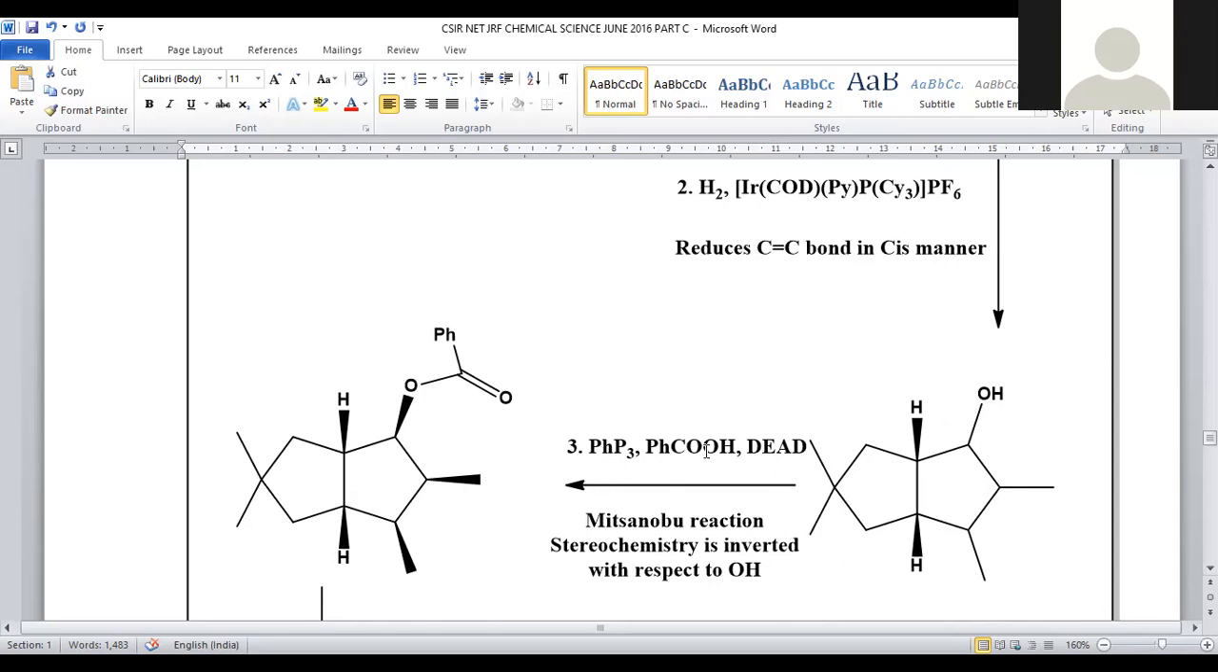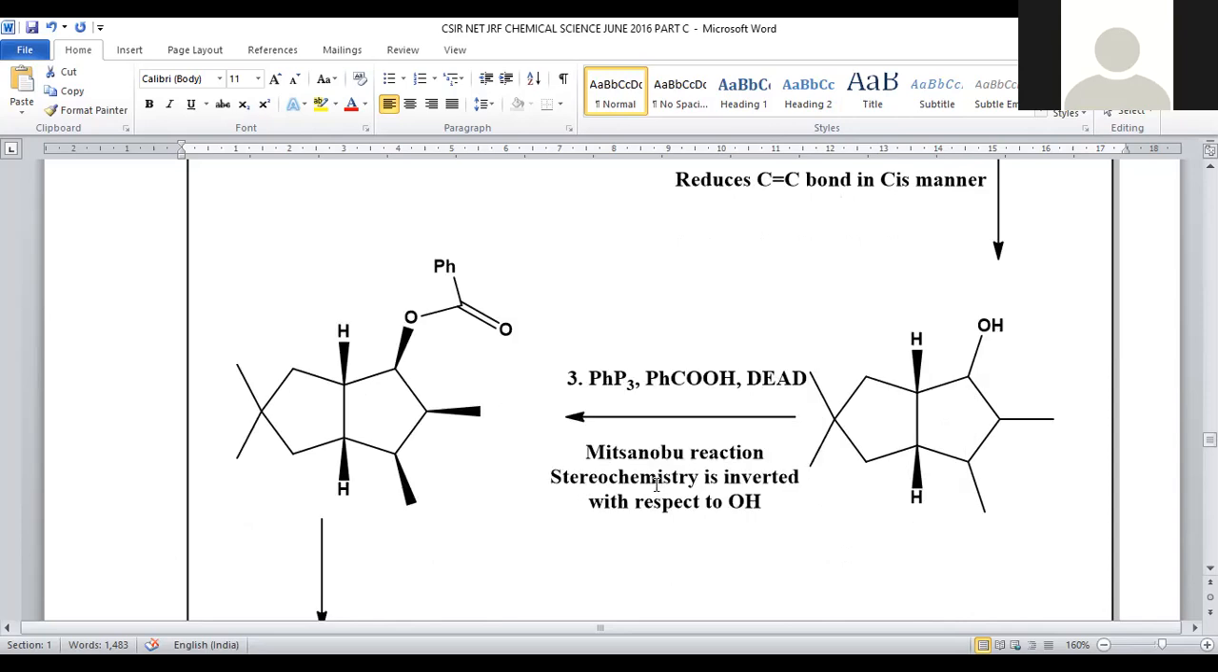The next is triphenylphosphine, benzoic acid, and DEAD. Whenever the mixture of all these is added, there is a kind of Mitsunobu reaction. The simple Mitsunobu reaction is where wherever a hydroxy group is there, that hydroxy is converted into an ester functional group. Because we are adding benzoic acid, when benzoic acid and alcohol are condensed, obviously there is formation of an ester functional group.